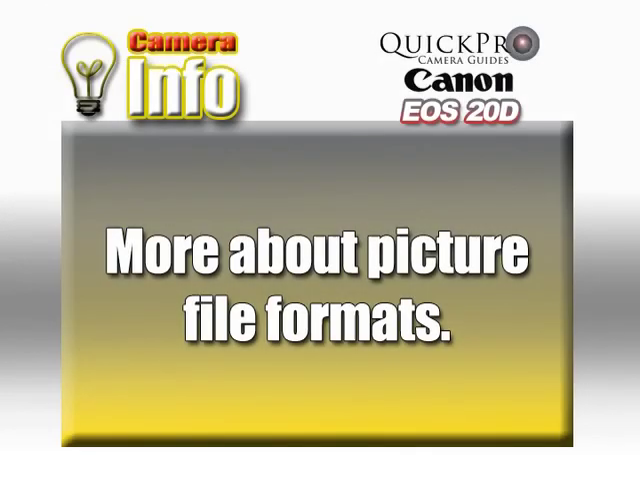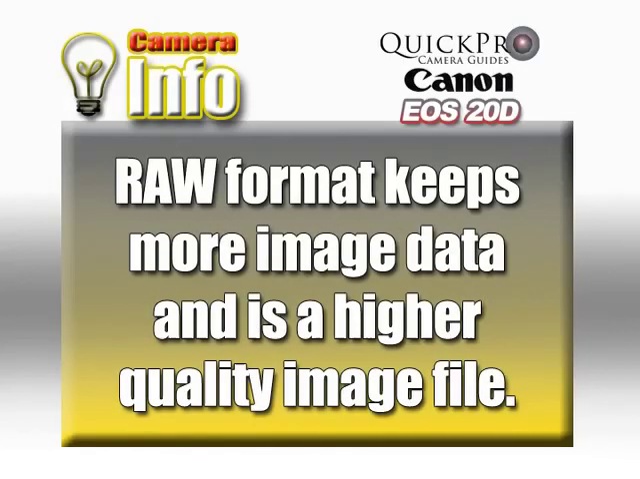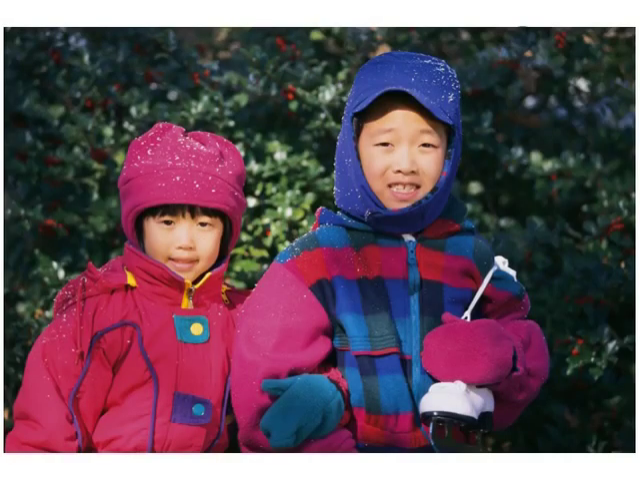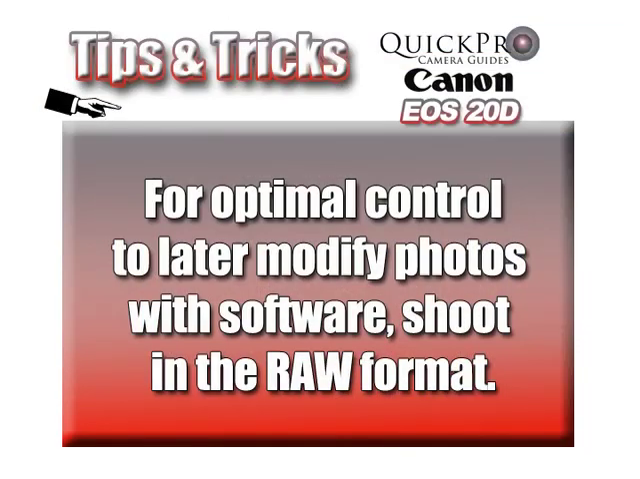Your camera is capable of storing images in two file types: RAW, which is uncompressed, and JPEG, which is compressed and smaller. The RAW file keeps more of the image data and is therefore a better quality image file. It can be edited with popular software packages like Adobe Photoshop. If you have plenty of memory space available, or if you plan to manipulate your photos in Photoshop, you'll want to shoot photos in RAW format.